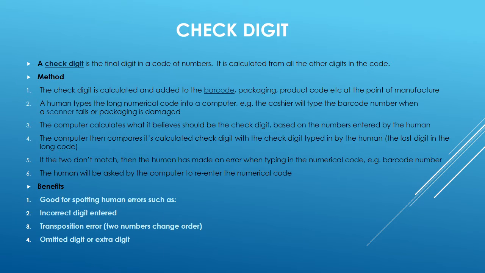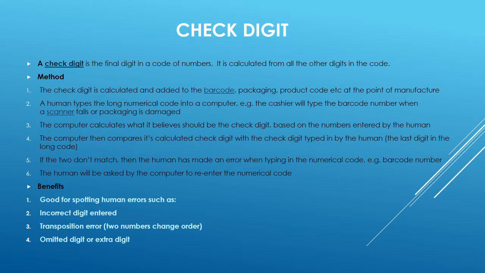Now let's see what the check digit method is and how to calculate the check digit. A check digit is the final digit in the code of numbers. It is calculated from all the other digits in the code. Its purpose is to spot human errors on data entry. Check digits are often found in barcodes, product codes, or ISBN book numbers. There are many different mathematical algorithms that can be used to calculate a check digit. Different industries will have their own predefined method.